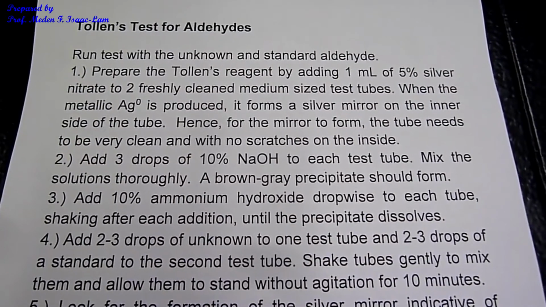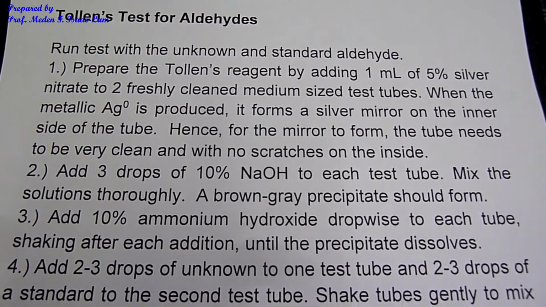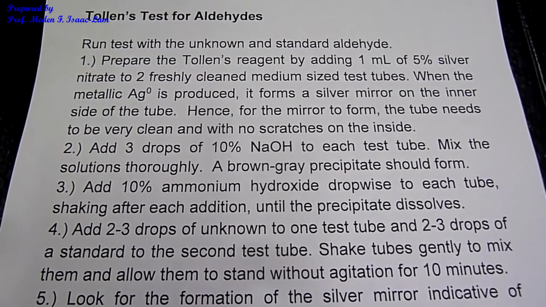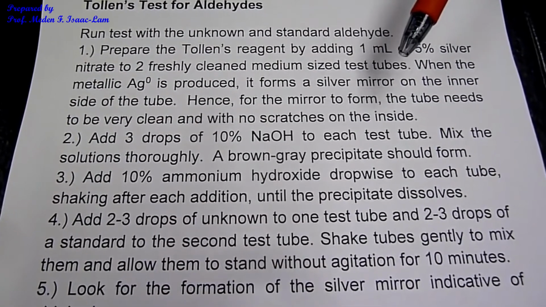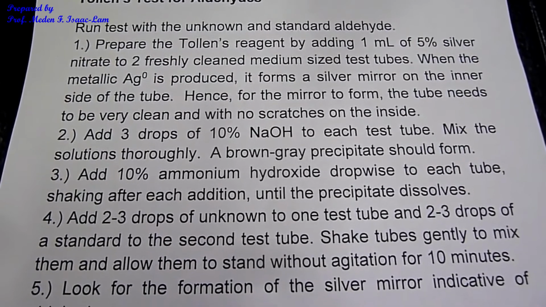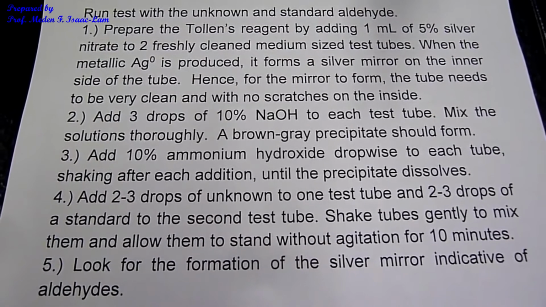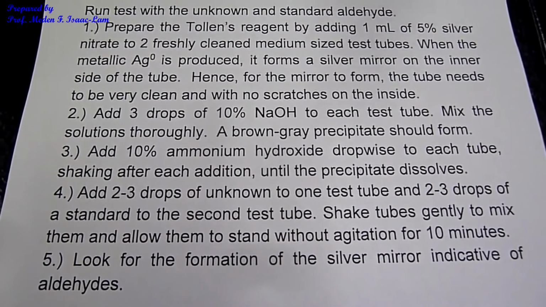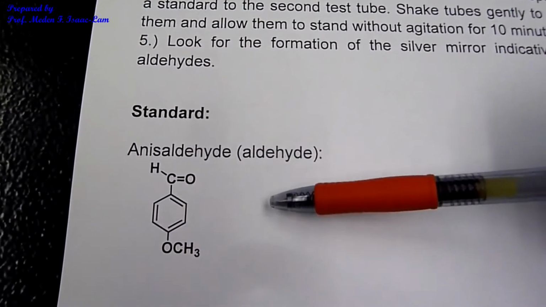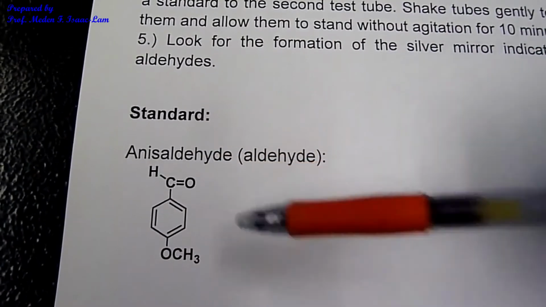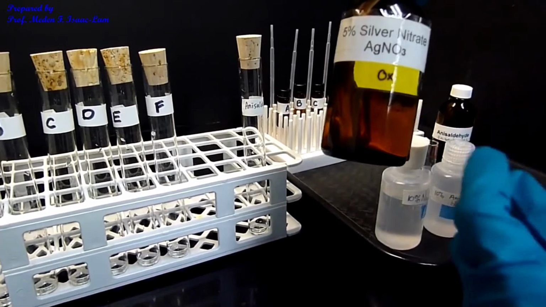Tollens test for aldehydes. This is a reagent containing 5% silver nitrate. We're looking for a silver mirror, which means the production of silver zero. And it looks like a mirror, and it's silver. And we're going to add sodium hydroxide and ammonium hydroxide. It is a basic solution. And the standard that we are using is the aldehyde at the bottom, shown here. So again, anisaldehyde, this is the functional group. So the reagent for Tollens test is 5% silver nitrate.